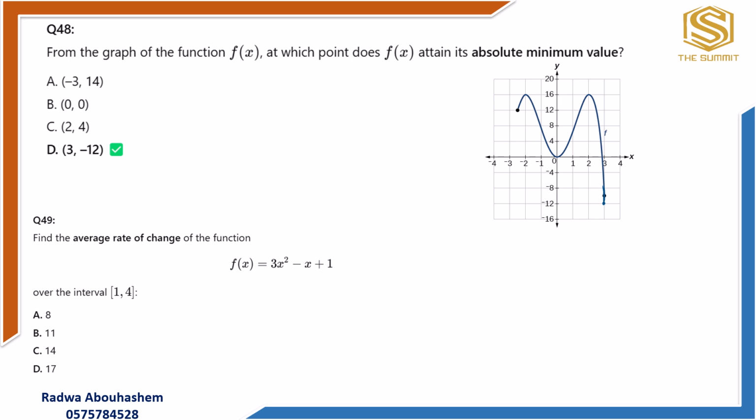From the graph of the function of x, at which point does the function of x attain its absolute minimum value? Absolute minimum means the lowest point on the curve. Where's the lowest point here? At (3, -12).